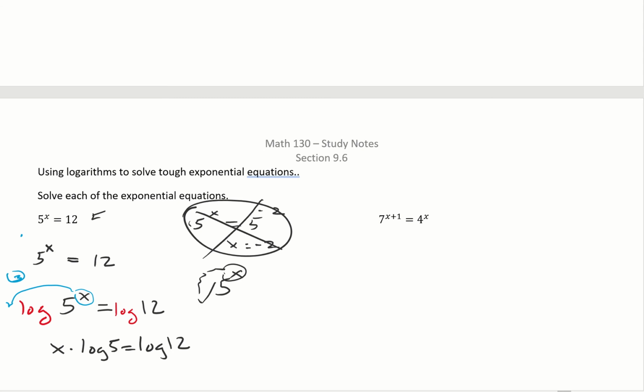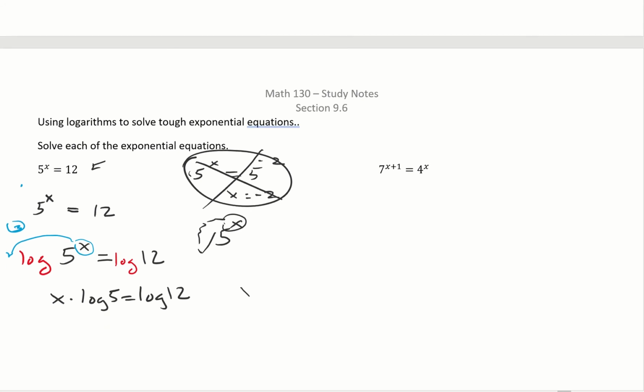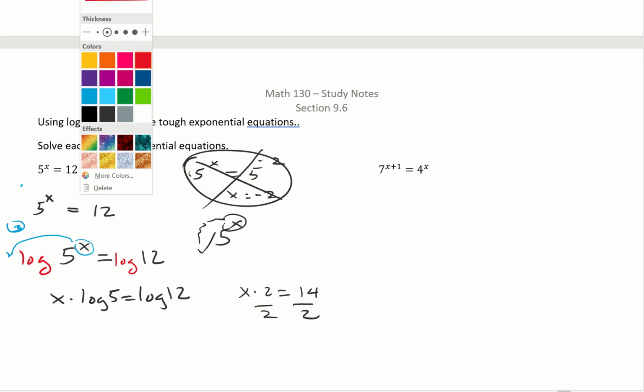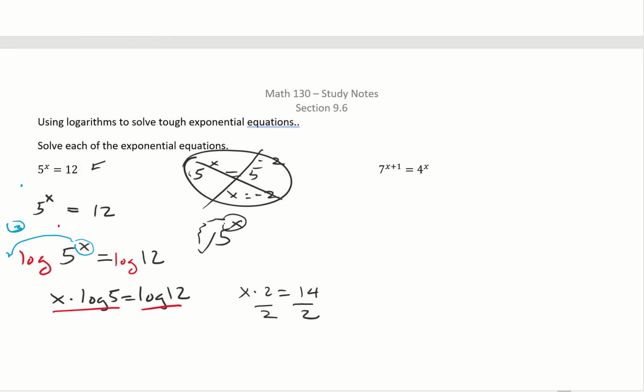Now, pause. Log 5, I'm saying log 5, that's how I talk in math. But what it really is, x times the logarithm of 5, it's a number, equals the logarithm of 12. So whatever x is, it multiplies with the logarithm of 5 and it becomes the logarithm of 12. Think of this as an equation that says x times 2 is equal to 14. How would you solve it? You would divide by 2. Likewise, what we're going to do is, in this case, divide by what? Log 5.